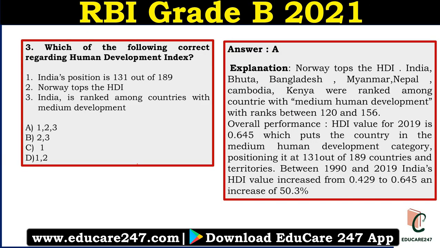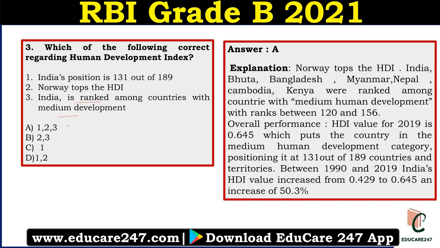Next question, which of the following is correct regarding the Human Development Index? Option 1, India's position is 131 out of 189 countries. 2, Norway tops the HDI list. 3, India is ranked among countries with medium development. So the answer to this question is A, that is 1, 2 and 3.